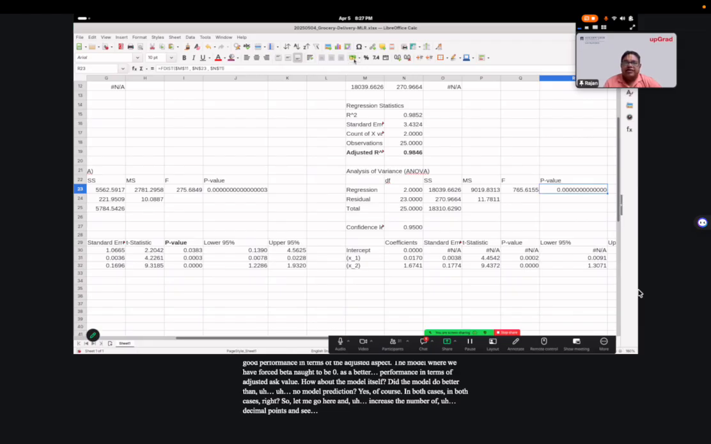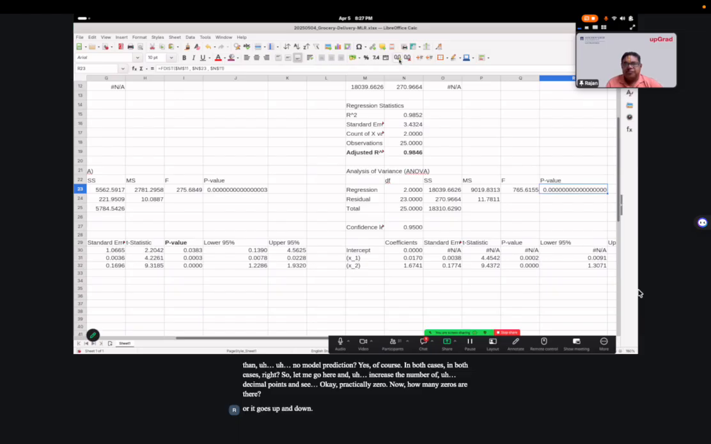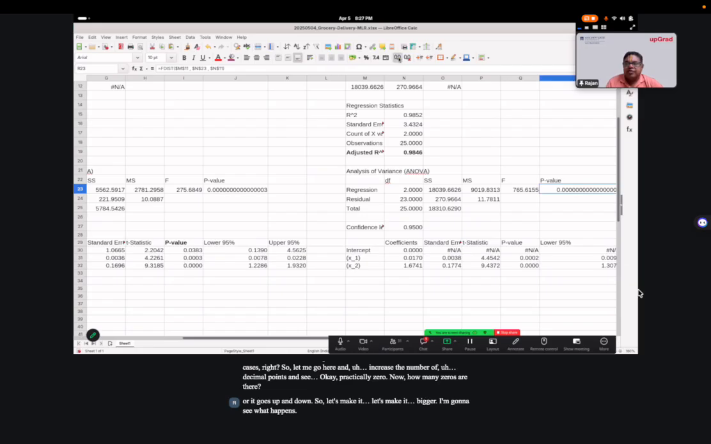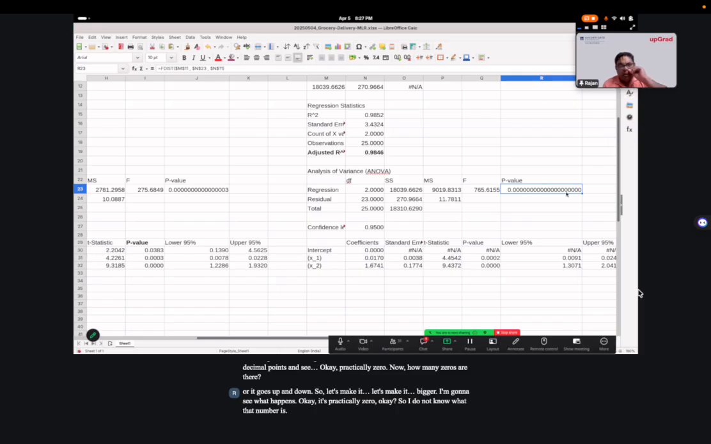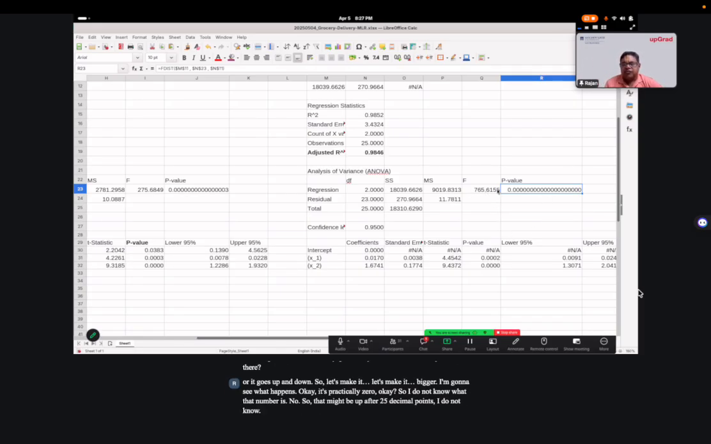Okay, practically 0. Now, how many zeros are there? Oh, it goes on and on. So let's make it much bigger and see what happens. Okay, it's practically 0. I do not know what that number is. It might be up after 25 decimal points. I do not know.